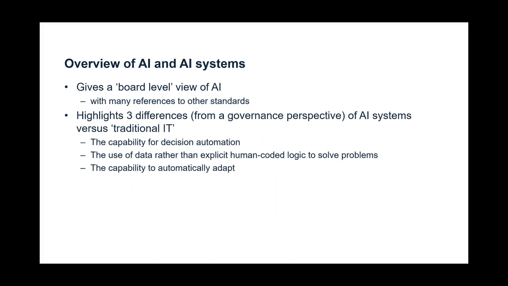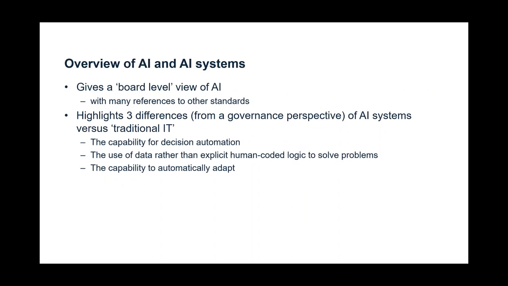Then this section also highlights at least 3 main differences between AI systems and traditional IT systems, which is critical to understand, and it will change the way that the policies need to be developed. The first one is the capability for decision automation. In a lot of previous traditional IT systems, full automation is not happening. However, AI systems have the capability to fully automate the whole process and make the final decision independently of humans. So there are specific considerations there.